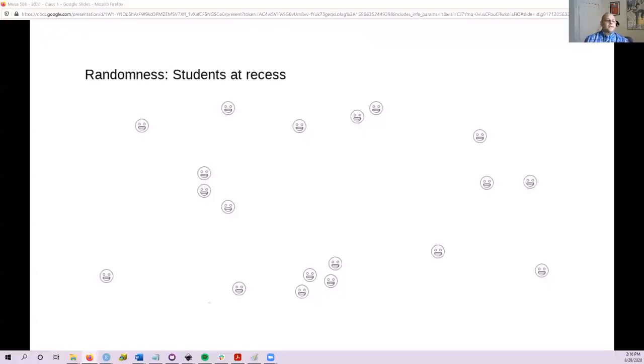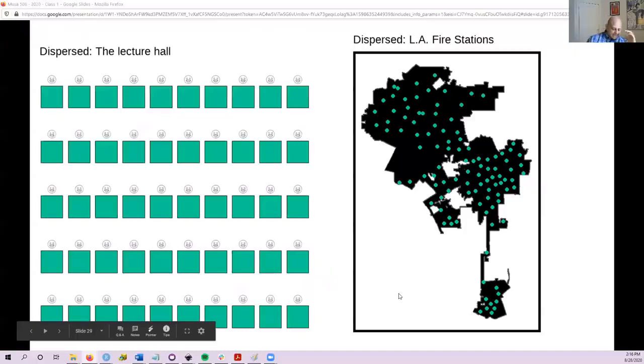Well, very few things in the public policy sector are actually randomly distributed. But this is the first spatial process: things at random in space, such as students at recess. The second one that you see less of, but is still prevalent, is things that are dispersed. The example in the lecture hall is that the students are clearly at regular intervals from one another. That's what makes them dispersed. They are spaced out at regular intervals from one another.